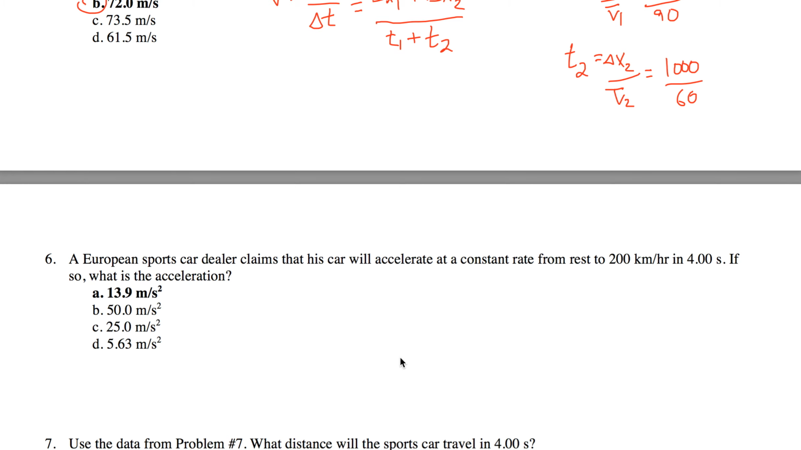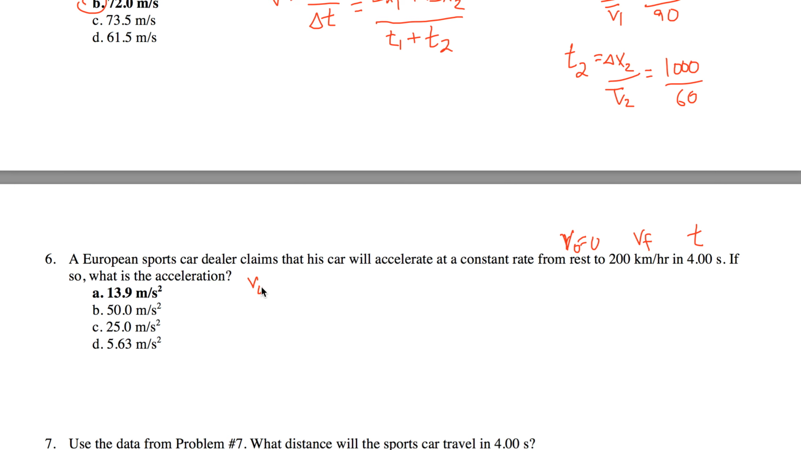Let's do 6 and 7. So this one we have a kinematic equation problem because we're given that the car starts from rest, so V initial here is 0, and this is VF here, 200 kilometers per hour, 4 seconds is the time. And we're looking for the acceleration. We have 3 variables, so we have to find a kinematic equation that has V initial, VF, t, and a. But before we do that, we want to go ahead and write down our givens.